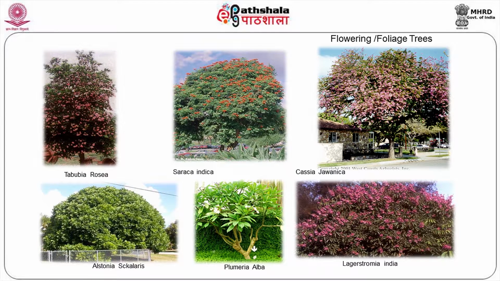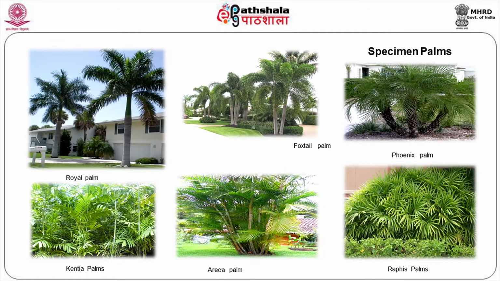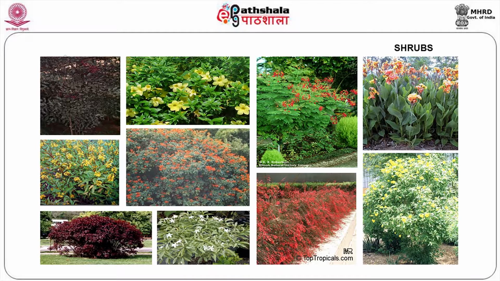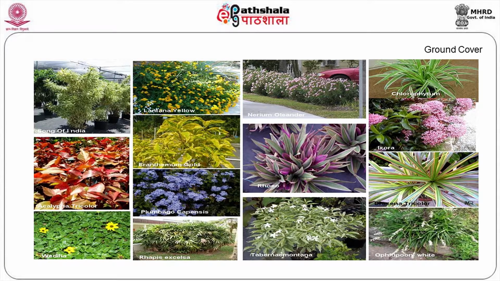Then flowering and foliage trees are there. Saraca indica is there. Cassia javanica is there. Lagerstroemia indica is there. So you have different varieties of trees to give a different character to the different roads. Then your specimen palms are there: royal palm, foxtail palm, phoenix, raffles, kentias and areca palms. Then your shrubs, different types of shrubs to give color and foliage. Again, color and foliage with different plants, with ground covers.